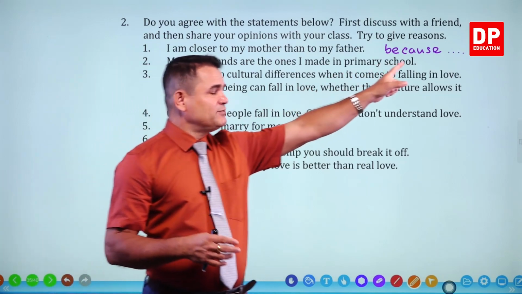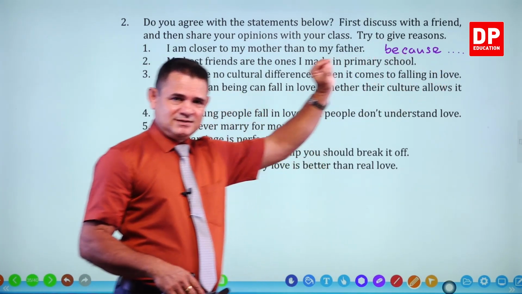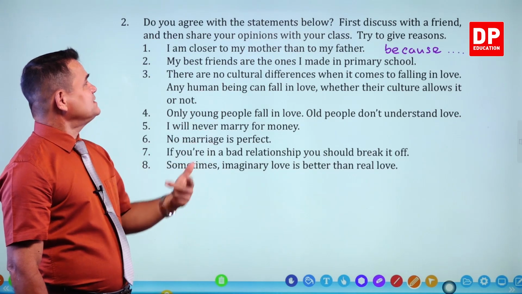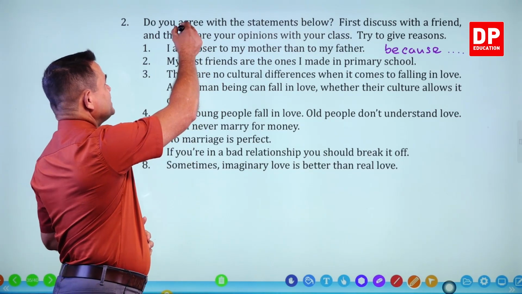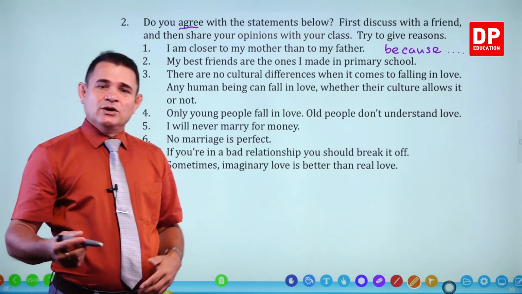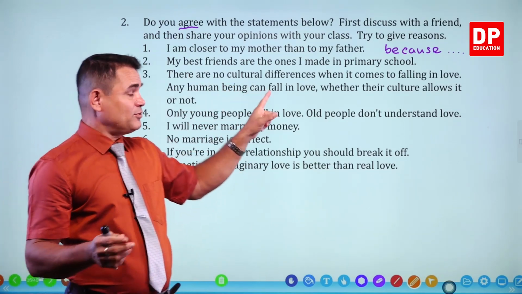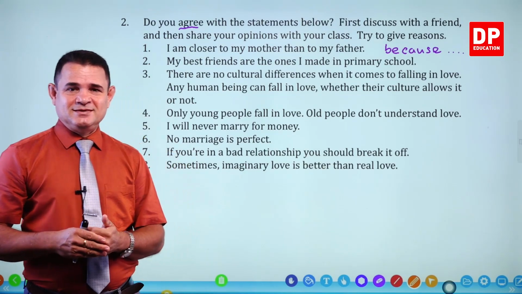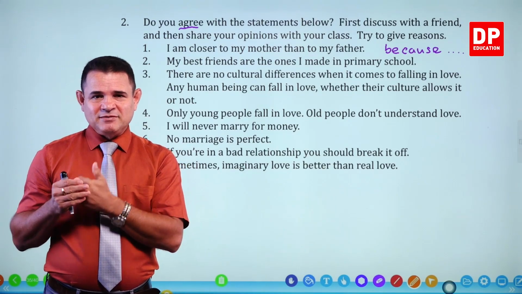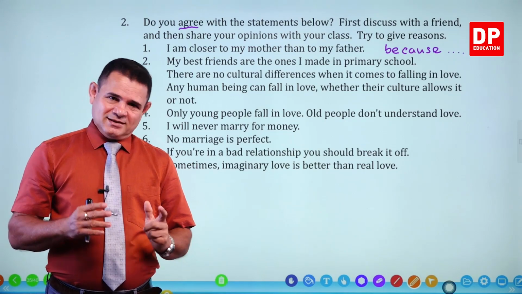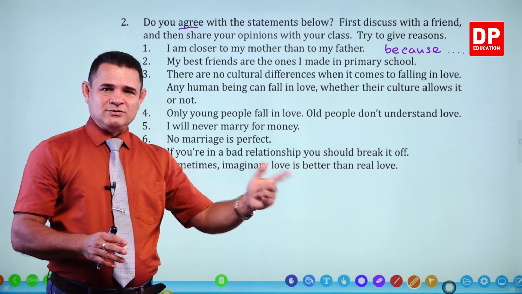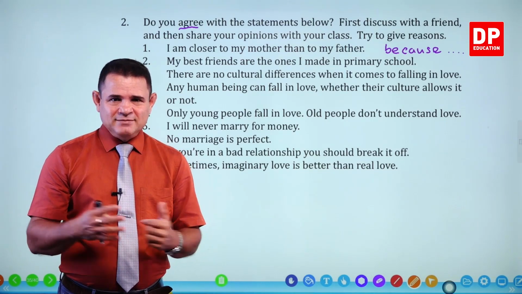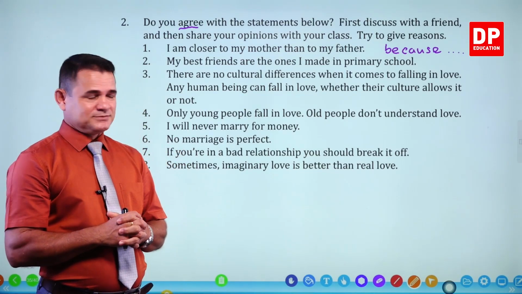So likewise, give a reason. Or else you can disagree. If you do not agree, you can say no, I am closer to my father than to my mother. Then if you say that, you also have to give a reason. So that depends on your choice.